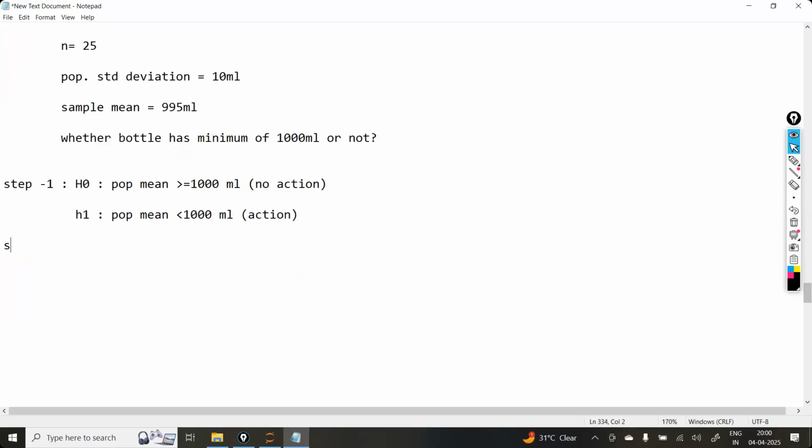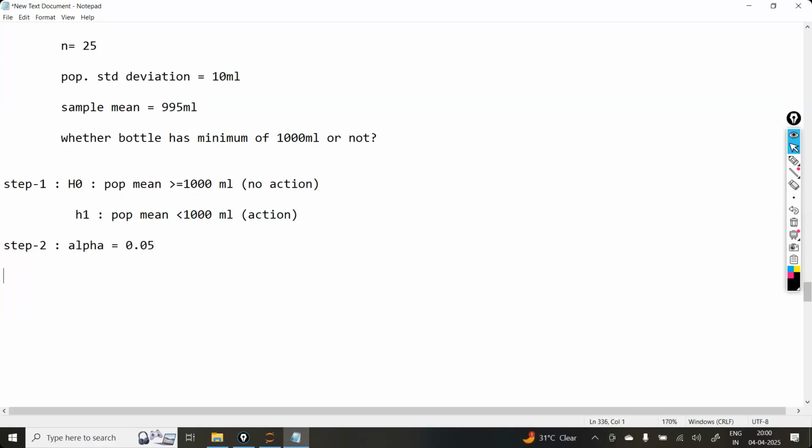Now, what is step 2? Alpha. In the question, was alpha given? No. Then what is done? By default, alpha is equal to 0.05. That is the default. If it is not given, you automatically have to take it.